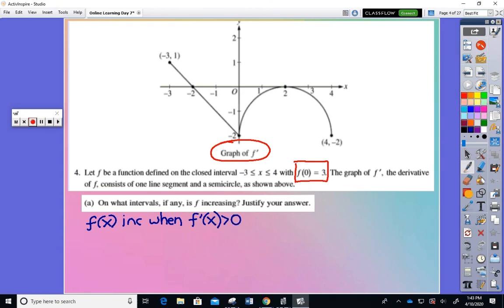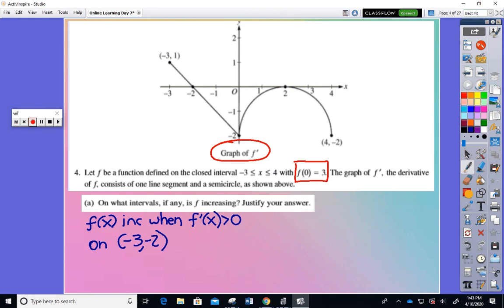So I'm actually justifying my answer already on this. I tend to justify first because it helps me frame my thinking so I know what to look for on the graph. So f prime of x is positive means that f prime of x is going to be above the x-axis. And the only place I see it above the x-axis is on the interval from -3 to -2. That's where the derivative graph is above the x-axis. So this happens on -3 to -2.